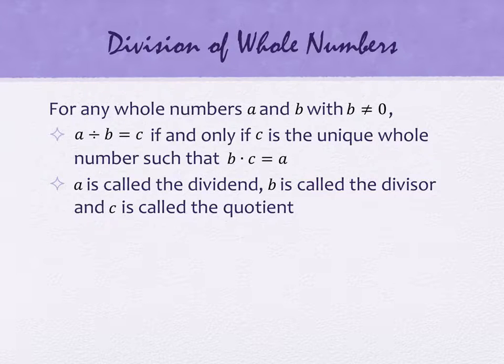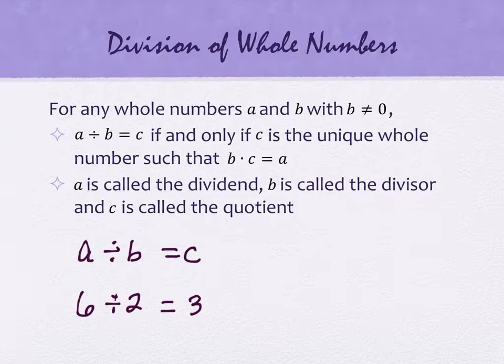Okay, so this says, just notationally, a divided by b is equal to c. So I'm going to take that with some numbers so that we can make sense of that. 6 divided by 2, and we know that that's equal to 3. And the reason we know that that's equal to 3 is because 2 times 3 is equal to 6. That's the way that the definition phrases it, with numbers in it instead of with variables.